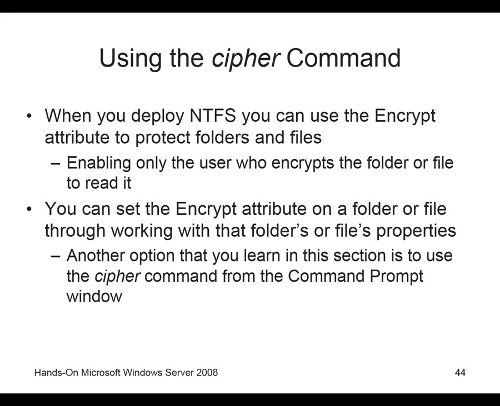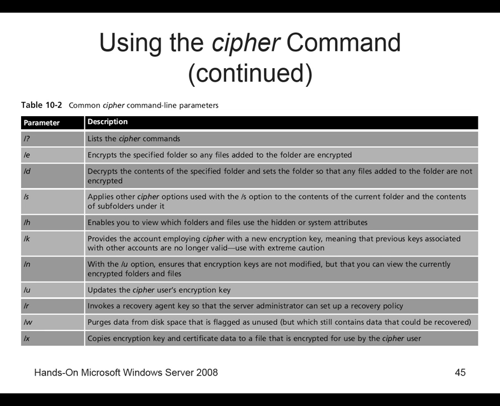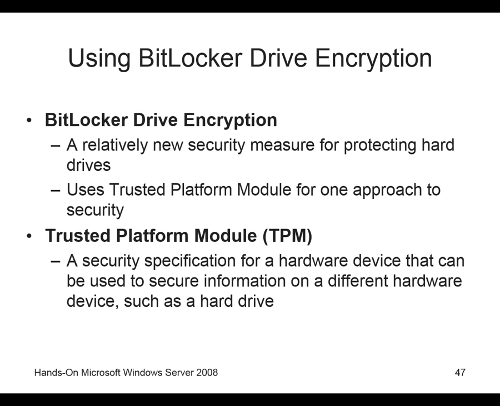When you deploy NTFS, you can use the encrypt attribute to protect folders and files. Again, if you do it, all it does is encrypt it, and then those that have permissions can unencrypt it. But don't compress it. Cipher command, you can use the cipher command with all these parameters to do what you need to do. BitLocker drive encryption, we already talked about that a little bit last chapter, where basically all it does is encrypt the hard drive so that if it moves from one computer to the other, you can't do anything.